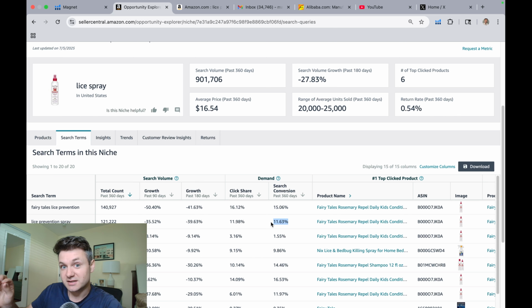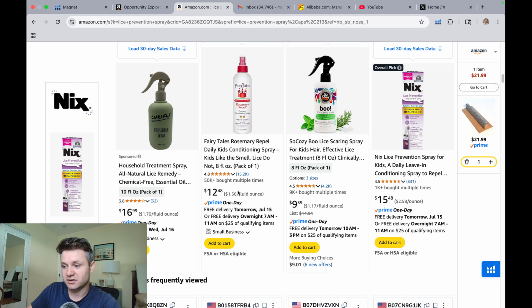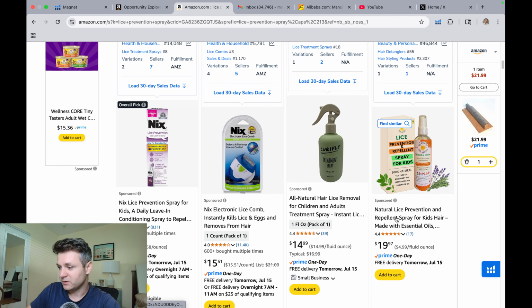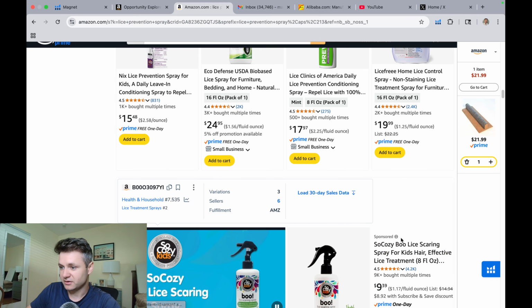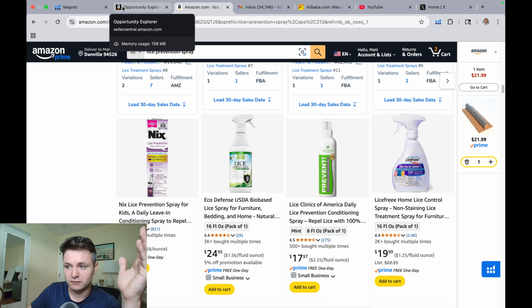You will tend to see the percentage of people searching and converting being higher when the prices are lower. So for example, in lice spray, you could see there's $9, $12, $15. But there are some $20 ones like this one and others that are $25 making 3,000 units, which was a plus in my mind. Like, okay, I could sell for 20-something dollars.